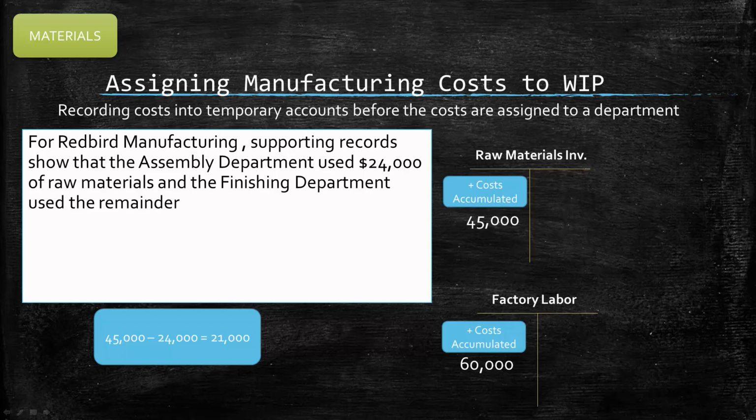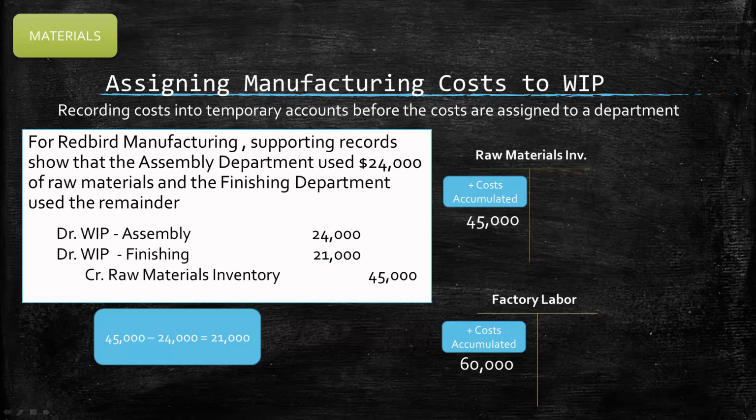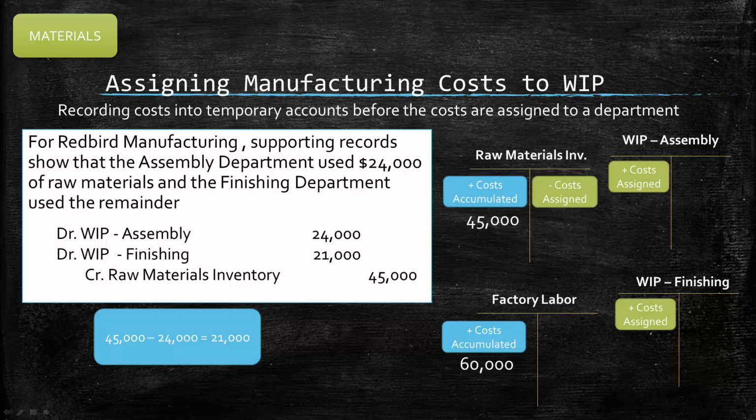finishing department. And so then our journal entry is going to be a debit to work in process inventory for my assembly department and a debit to work in process inventory for my finishing department to increase my costs in those accounts, and a credit to raw materials inventory to move them out of my raw materials asset. And so now we have assigned our costs out of raw materials and into our two work in process accounts. And that's a big difference from job order costing. In process costing, we have more than one work in process account.